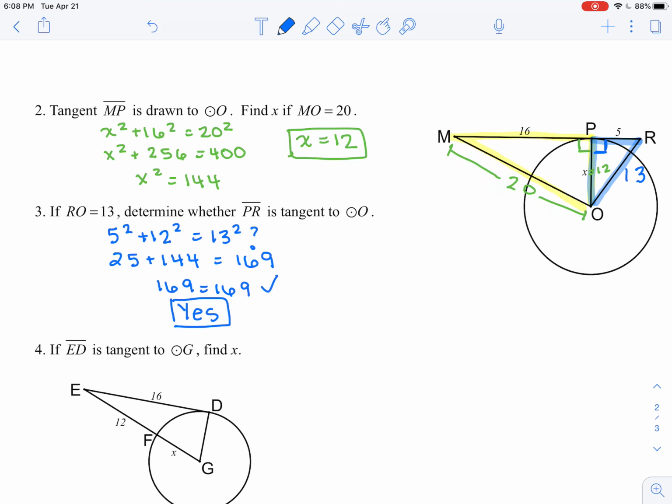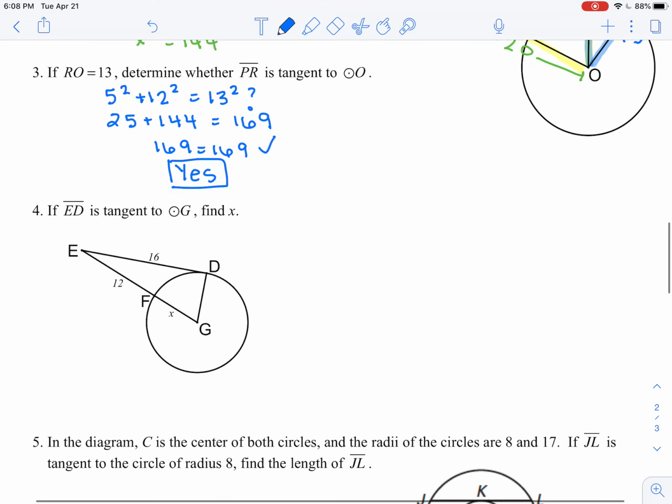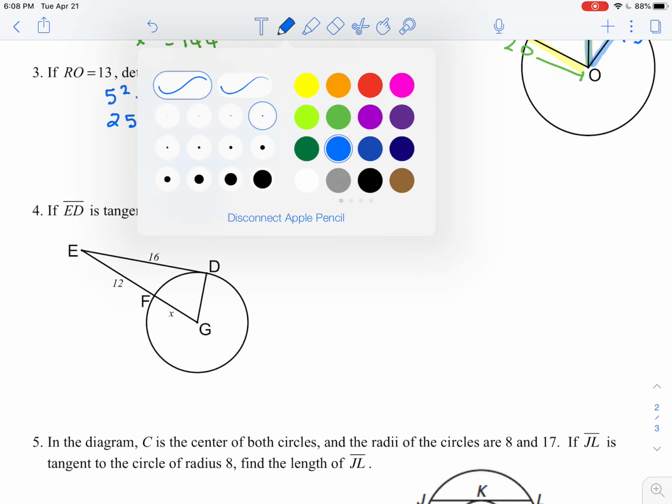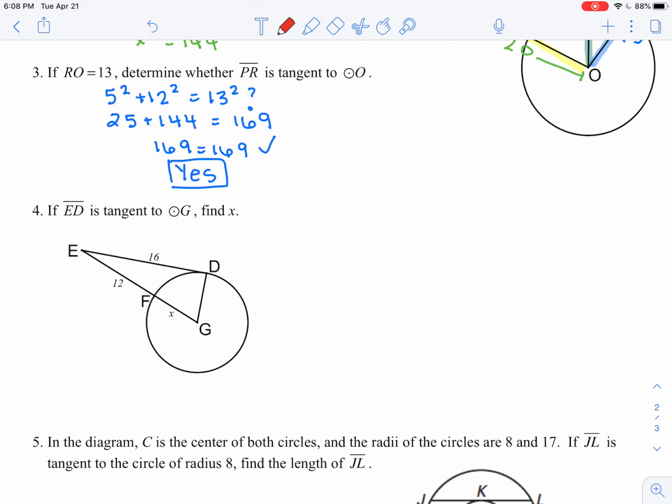In question number 4, it says if ED is tangent to circle G, so as soon as I read that, I know ED and DG, the radius, are perpendicular. Then it says find the value of x. When you take a look at this triangle, there's one side, DG, that's not labeled. However, DG is a radius of the circle, as is FG. So if one radius is marked as x units long, all radii must be x units long.